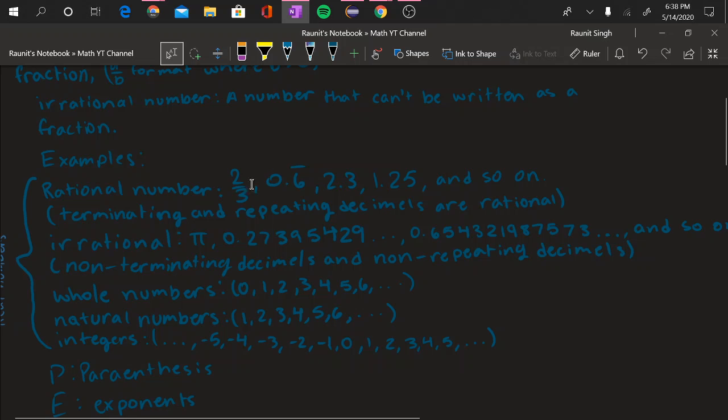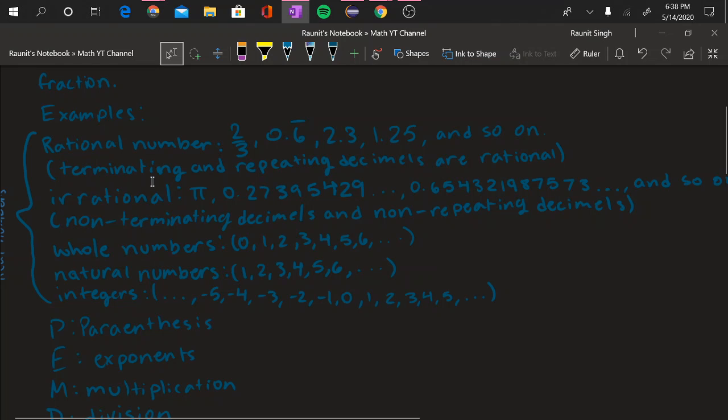As you can see, 2/3 is equivalent to 0.6 repeating, which is a repeating decimal, as you can see from the bar on top. We can also see that 2.3 is a rational number, and it terminates at the 3. It doesn't go on like 0.6, which makes this number rational.